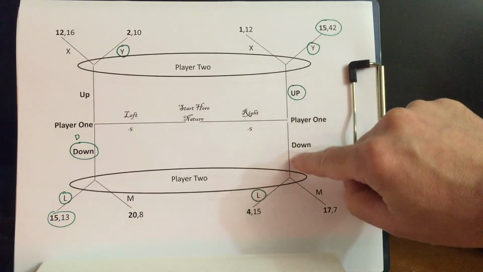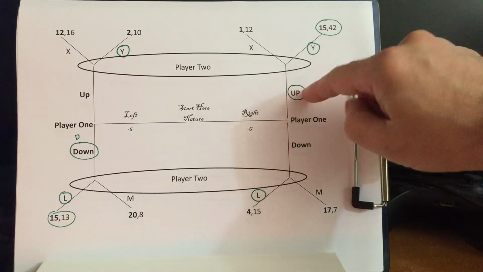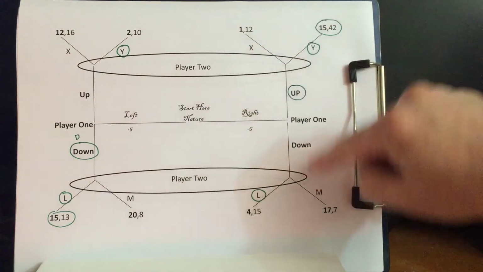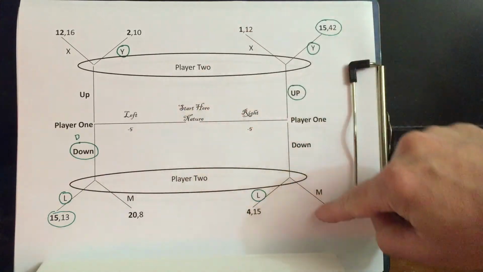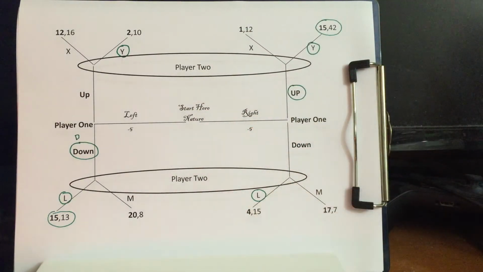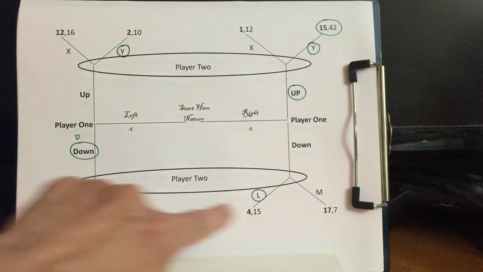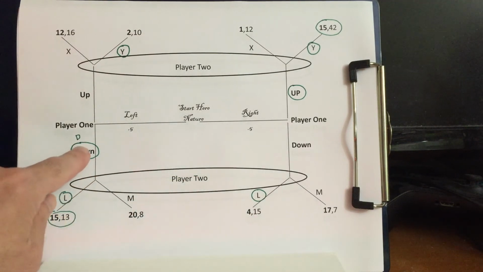So that means down isn't a dominant strategy, and clearly up isn't a dominant strategy either, because if you go up, you might get 1, whereas if you went down, it's possible you could get 17. Okay, so what's our next step? We figured out this, and we figured out this.